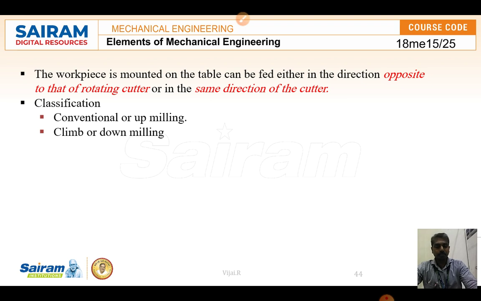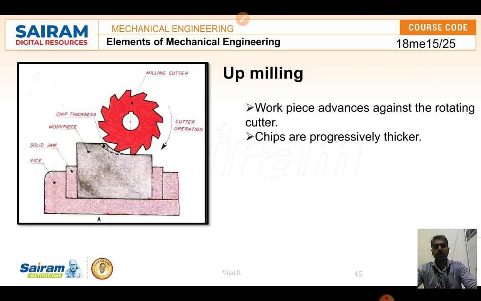One is up milling, or conventional milling, and the other is down milling, or climb milling. There are two different classifications of milling here. It depends upon the direction of rotation of the cutter and the direction of movement of the workpiece. Based on these, we are going to divide milling into up milling and down milling.